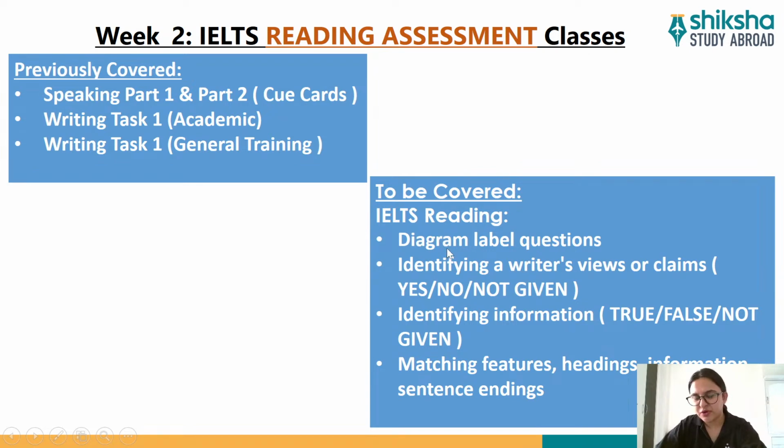Today we'll be focusing on the diagram label questions. Then we'll also be seeing how we can solve yes, no, not given questions, which are also known as identify a writer's views or claims. Then identifying information, which is also known as true, false, and not given, which is basically on factual information. And then we'll be seeing examples and sample questions of matching features, headings, information, and sentence endings. These are all kinds of matching questions.